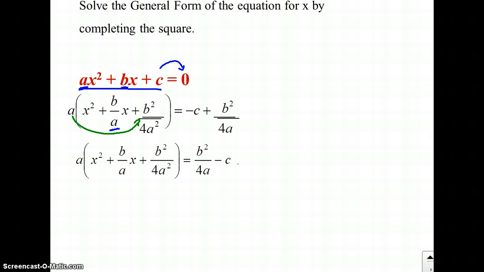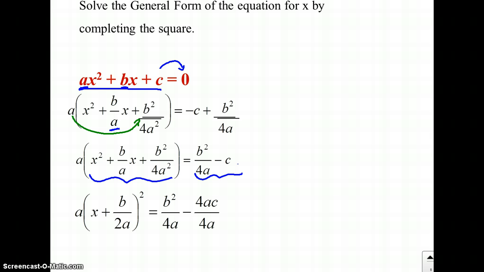Our next step is to factor this perfect square trinomial and to combine these as equivalent fractions. So the square root of x squared is x. The square root of b squared over 4a squared is b over 2a. That's our binomial squared. Over here, c becomes 4ac over 4a, so I've got a common denominator of 4a. We're now going to combine the fractions on the right side of that equation. So that becomes b squared minus 4ac all over 4a.